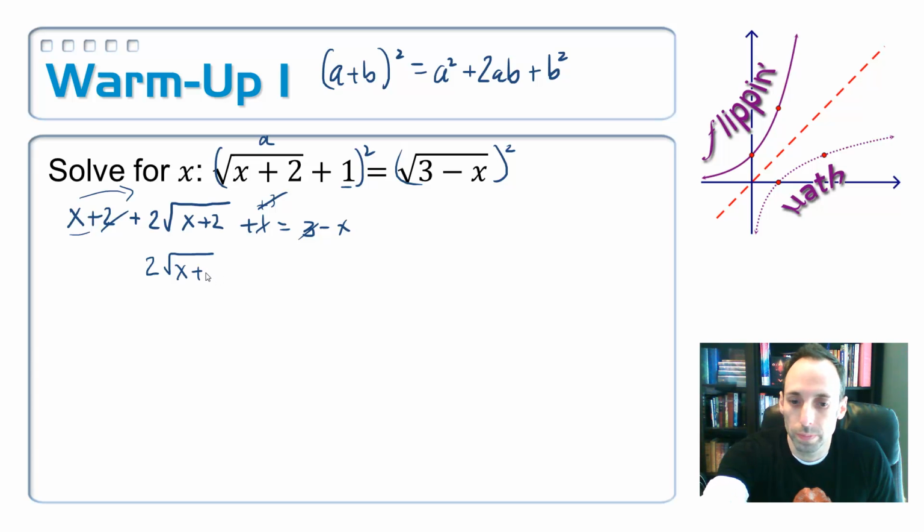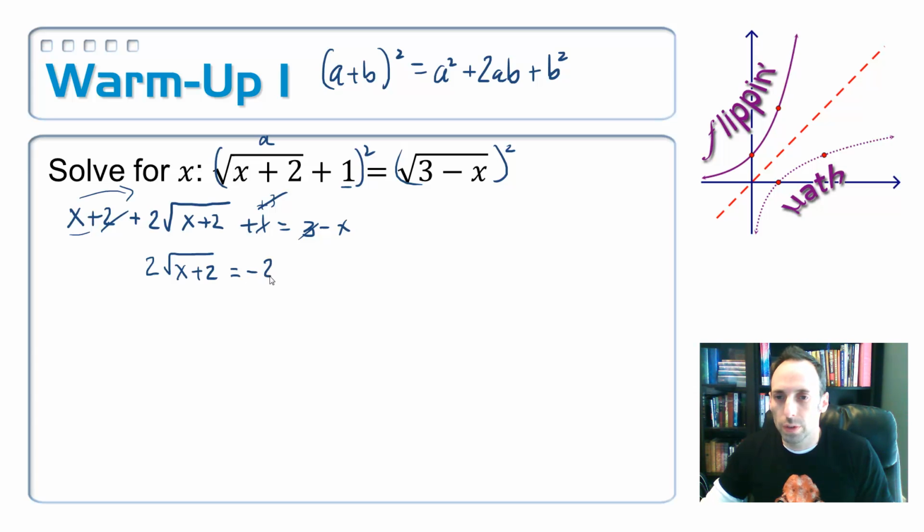2 square root of x plus 2 is equal to, and what did I want to do? Subtract the x over, so I have negative 2 of them. Both sides of this have 2's. Let's divide by 2 to make it a little simpler. Square root of x plus 2 equals negative x.